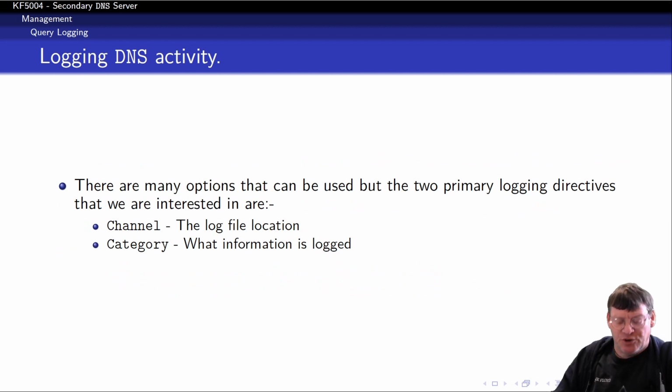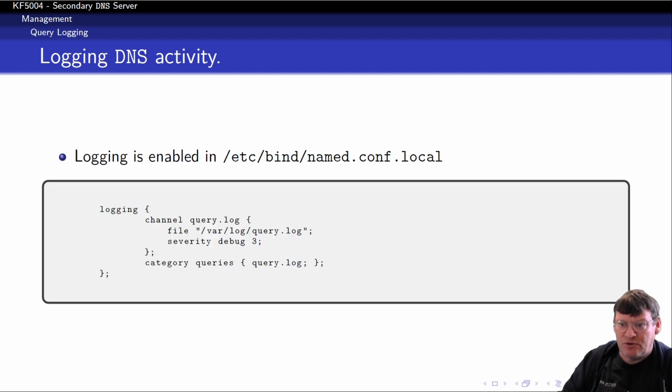So how do we set it up? Well, there's two things that we need to be aware of. When we're setting up logging, we have a channel. And a channel is how we define an actual log file and where it's located, etc. And then the other part is we have to say what we actually want to be logging into that file. So that's the category.